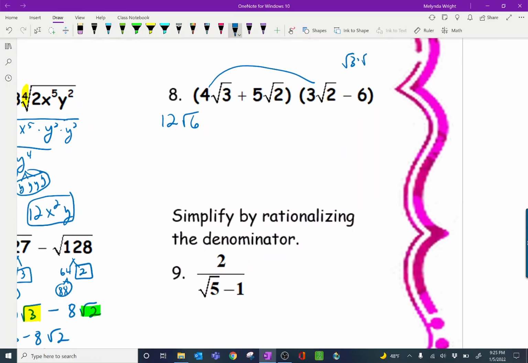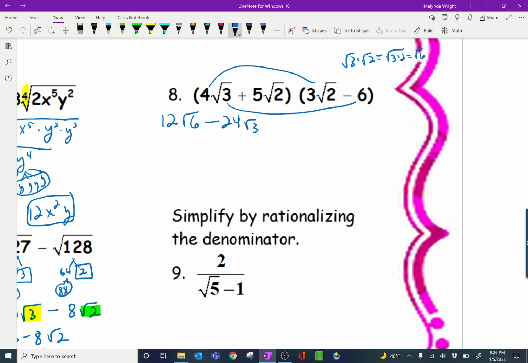The square root of 3 times the square root of 2 is the square root of 3 times 2, which is the square root of 6. Okay, so that's where I got that from. That's first times first. Outside, FO, so outside these two. So 6 times 4 is 24, root 3.